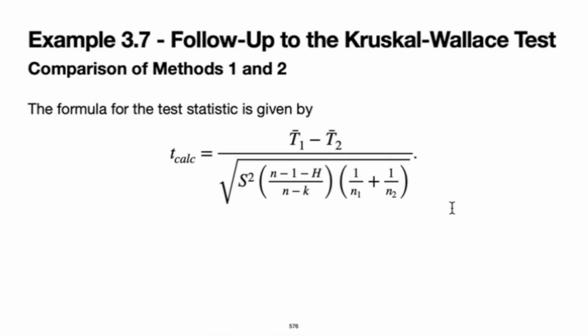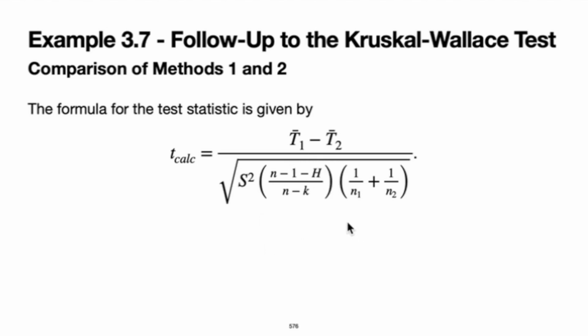The formula for the test statistic is given here. So again, we're going to call it t-calc to help remind us that we go to the t-table to get the critical points. The numerator is t1 bar minus t2 bar. And then we have the estimated standard error of t1 bar minus t2 bar. S squared is obtained from the original Kruskal-Wallis. We had that listed on the previous slide. We also need H, which is the test statistic from the Kruskal-Wallis test.